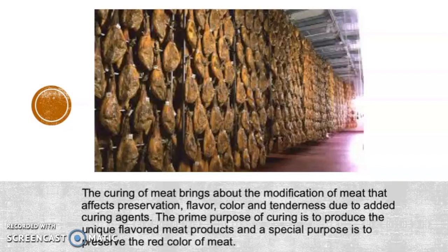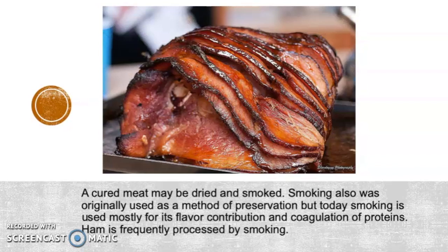Curing also has some detrimental effects during storage. The pink color of nitrite cured meat changes to brown in the presence of oxygen. Thus, cured meat should be preferentially packed in containers from which oxygen has been excluded. The salts of cured meat enhance oxidation of lipid components and thus reduce shelf life.